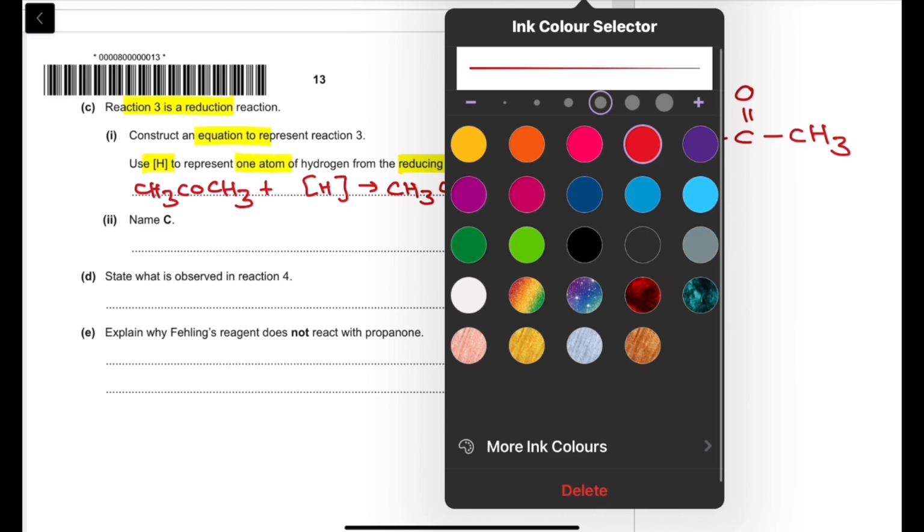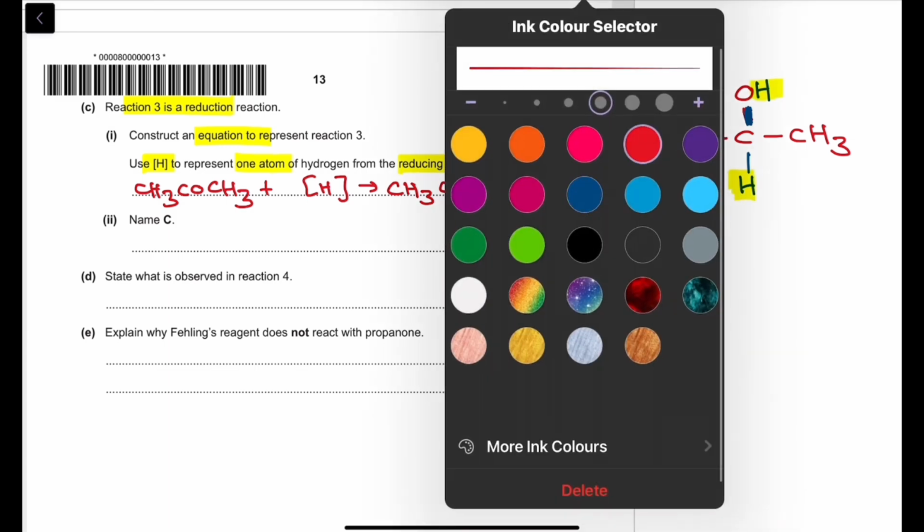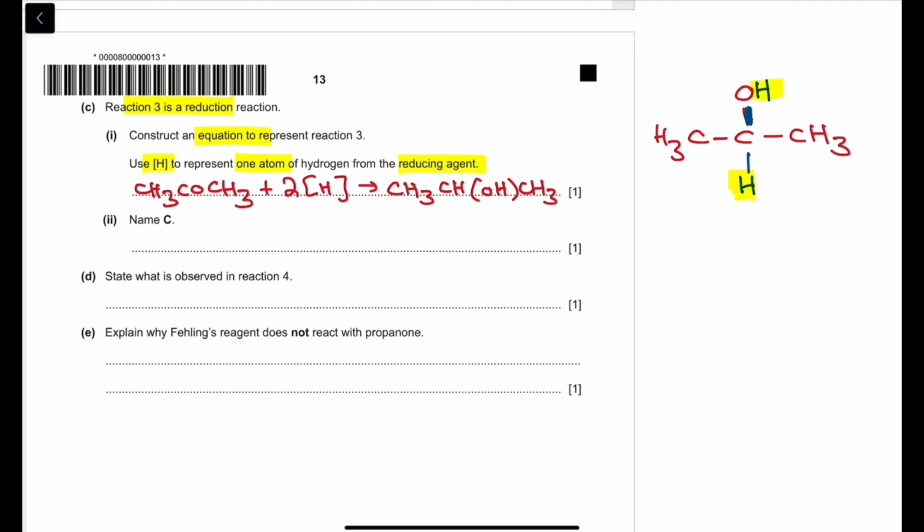So first of all, we're going to break this double bond. This is going to be an OH, and carbon atoms bond to 4 other atoms. So we'll get another H on this side. Therefore, we've added on 2 H's, so we need 2 H atoms from the reducing agent. Now it asks us to name C, which we already have done. It is propan-2-ol.